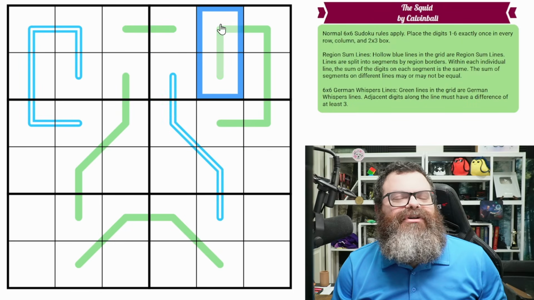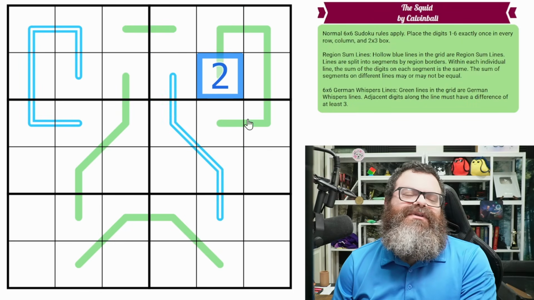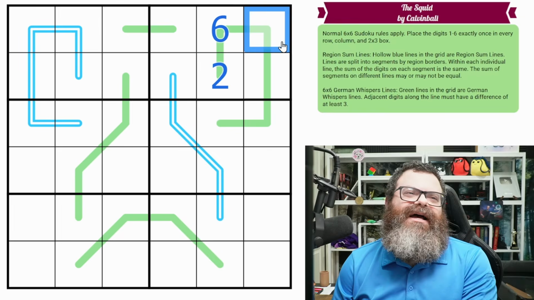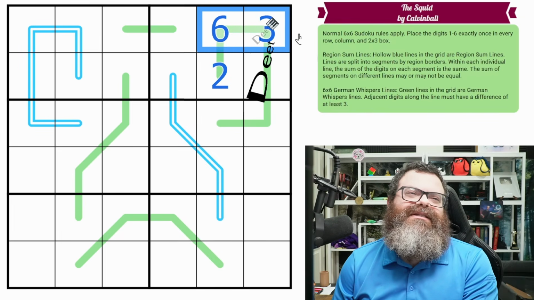In addition to that, we have German whisper lines. Adjacent digits on the line have to have a difference of at least 3. So if this was 2, this would have to be a 5, which has a difference of 3, or a 6, which has a difference of 4. Then from the 6, we need to go back down to a 1, a 2, or a 3. So 6, 3 works. That's a difference of 3.